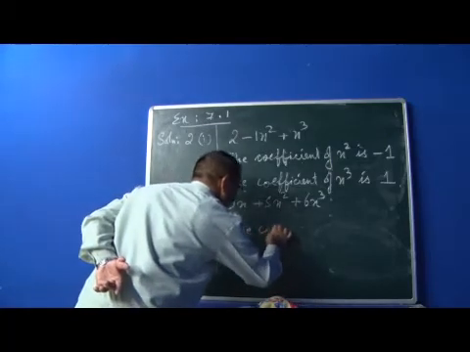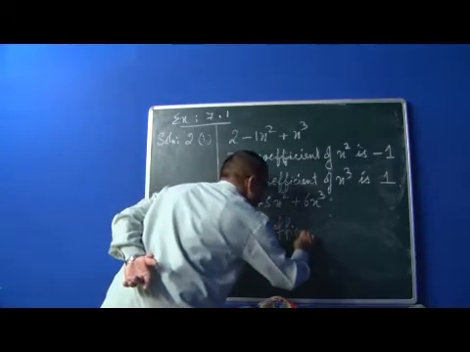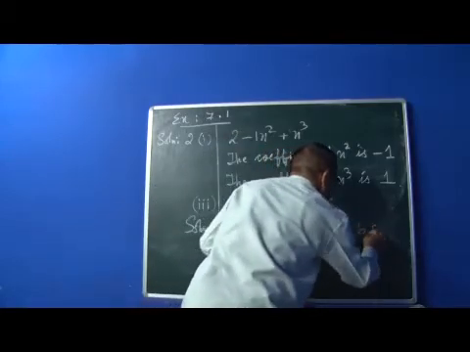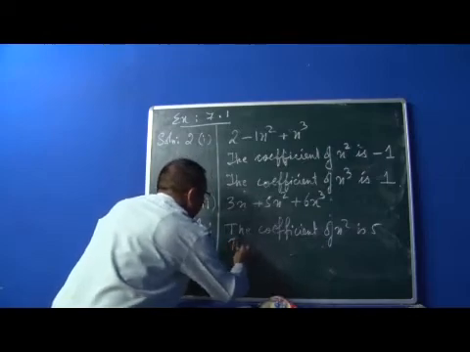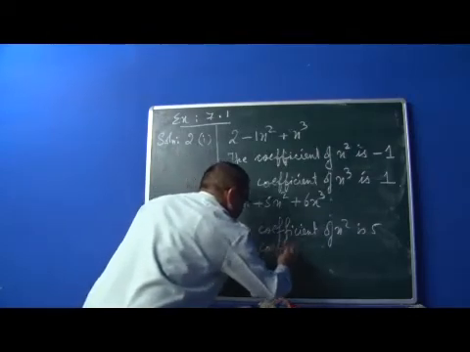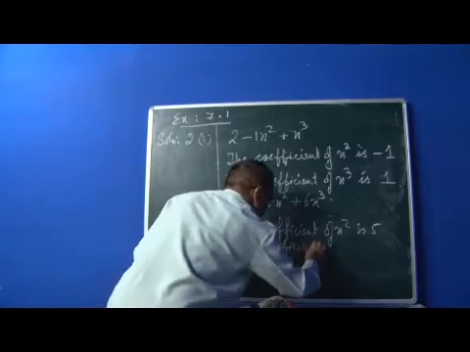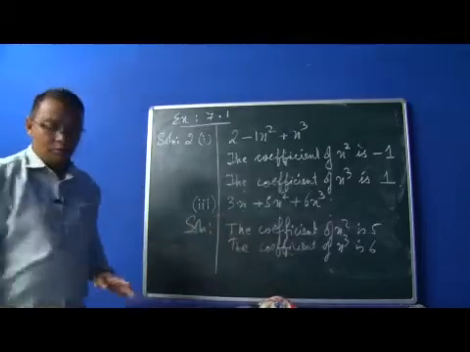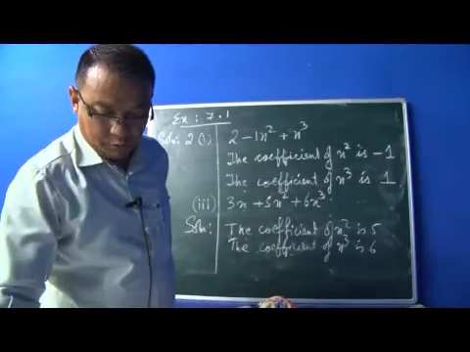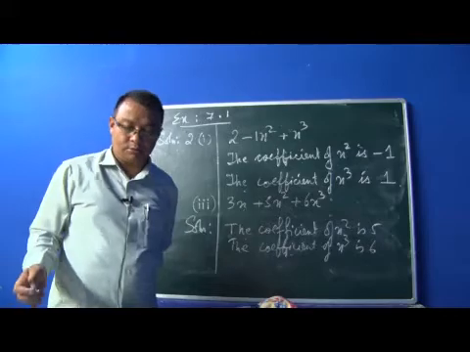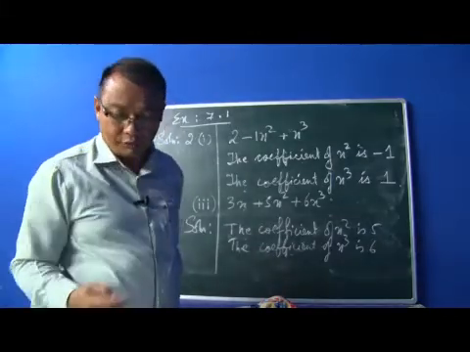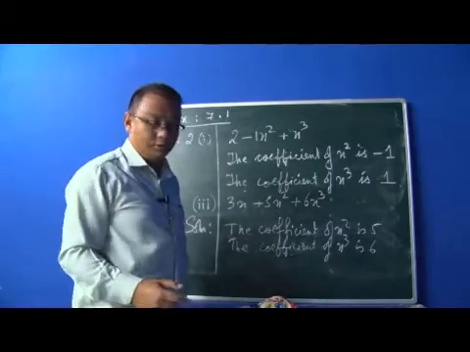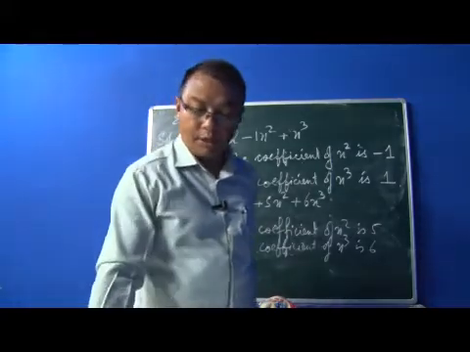Here the coefficient of x square is 5. The coefficient of x cube is 6. So when we go with the degree classifications, the following: linear, quadratic, I've already given an example here, so you can check from the example.